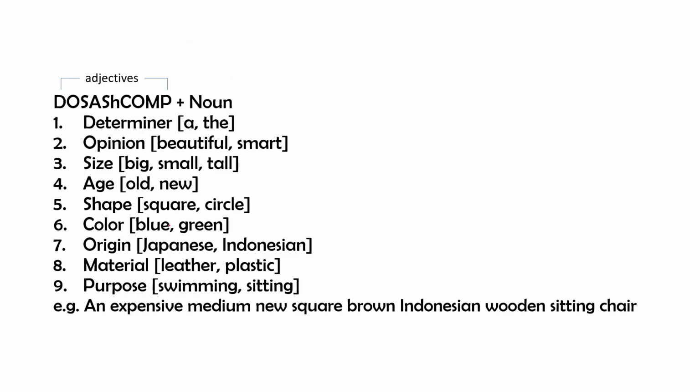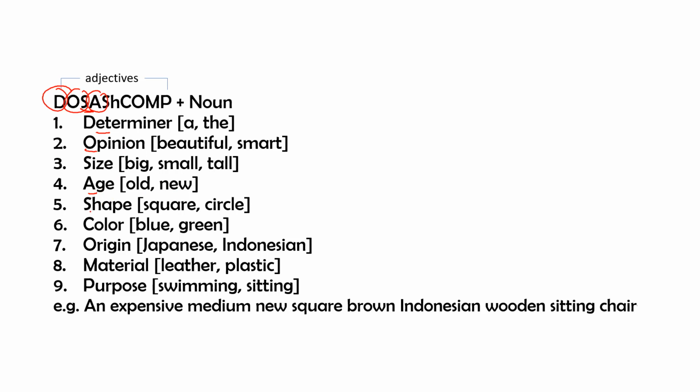When we talk about the order of adjectives, I believe that you remember the acronym TOSASCOMP. These are the adjectives which can modify the noun. T in this case is a determiner, for example, a and the. O is opinion, like beautiful, smart, neat, dirty, and so on. S is size: big, small, tall. A is age: old, new.